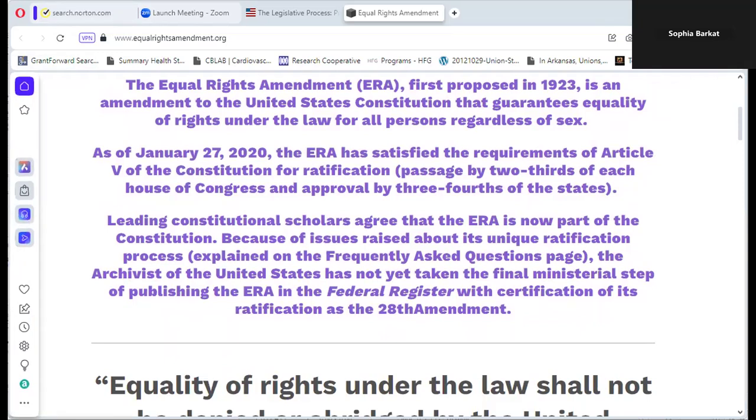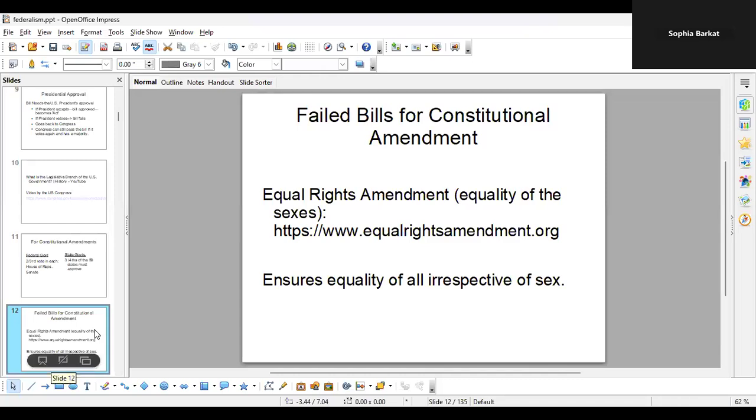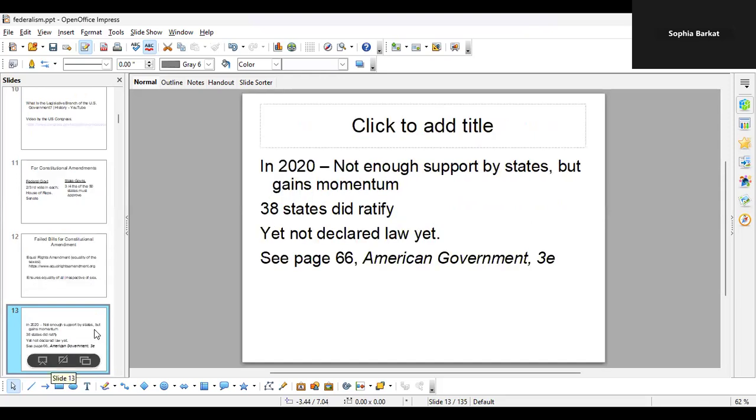Let's go back to the page. So this is a hotly debated amendment, and therefore I think they're stalling on it basically. So in 2020, there was a lot of resistance in southern states. However, it gained momentum. 38 states did ratify, okay? You can check American Government 3E, page 66.